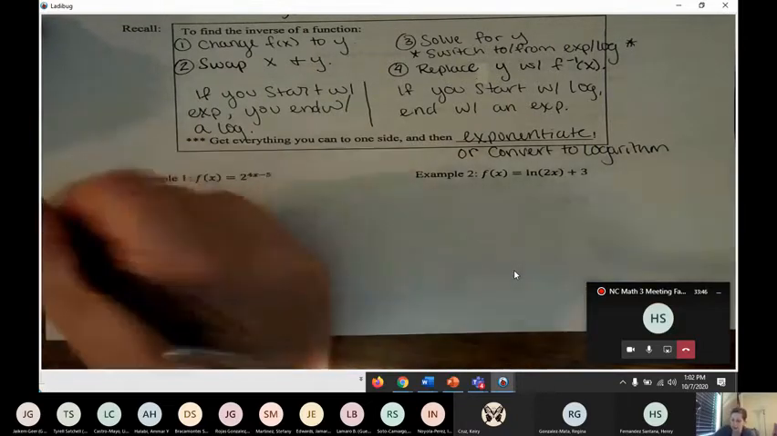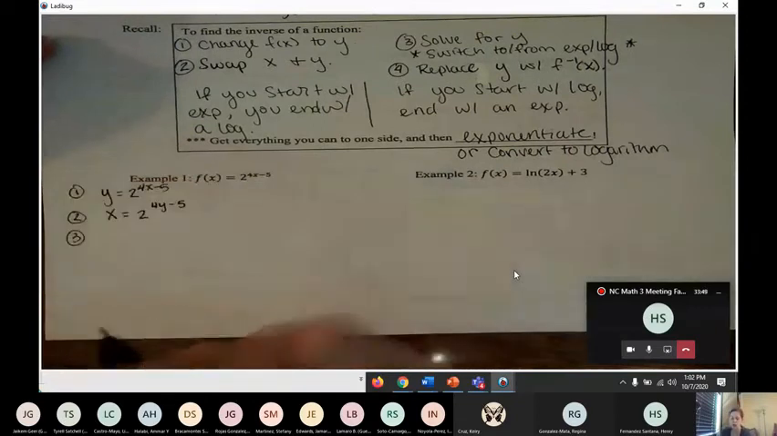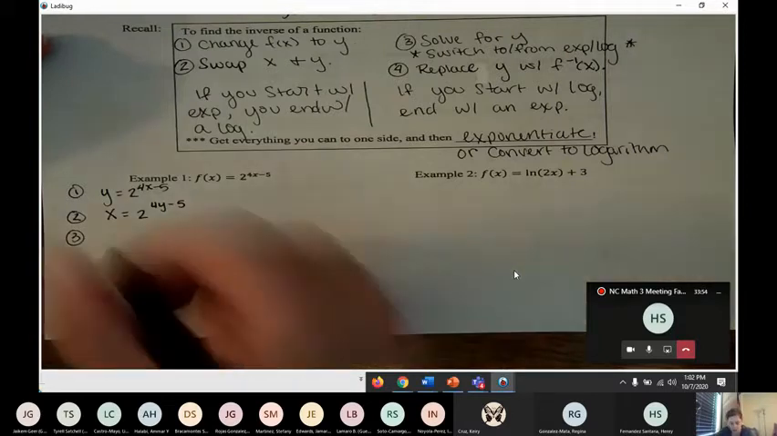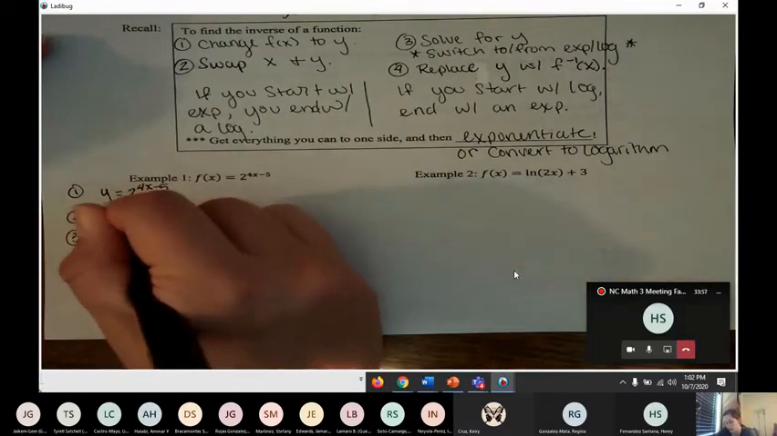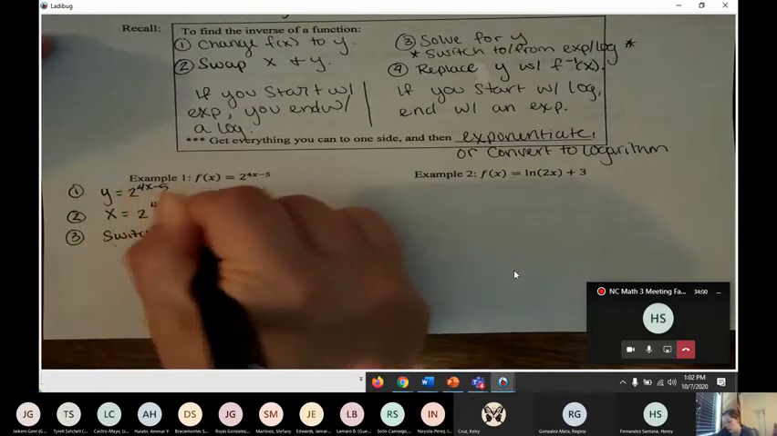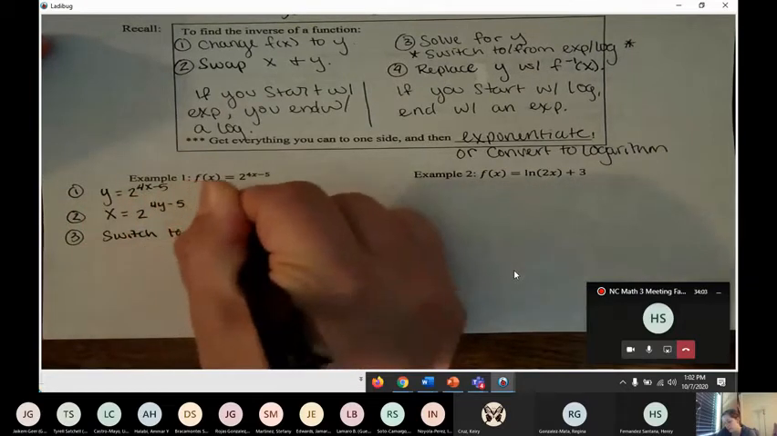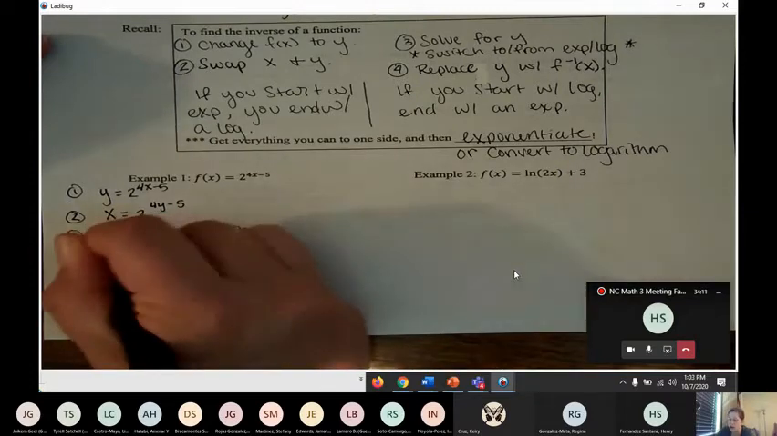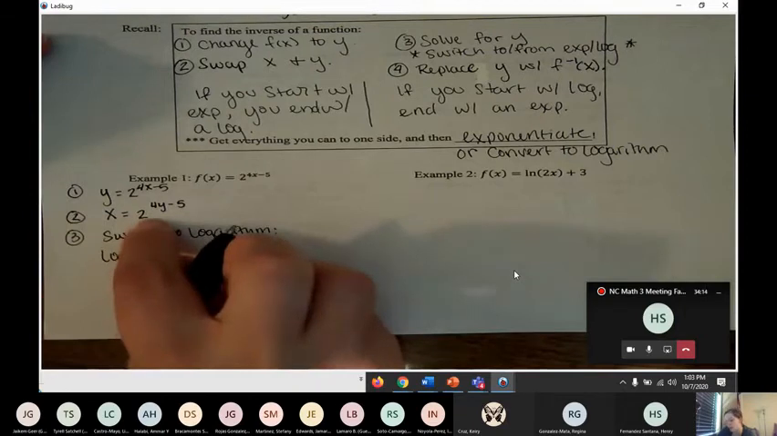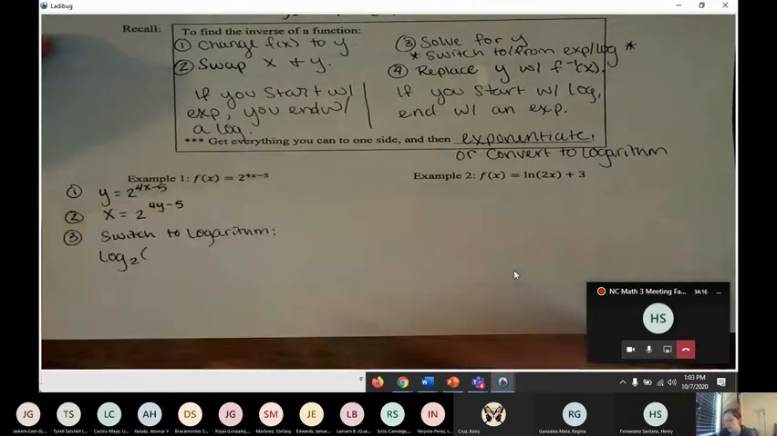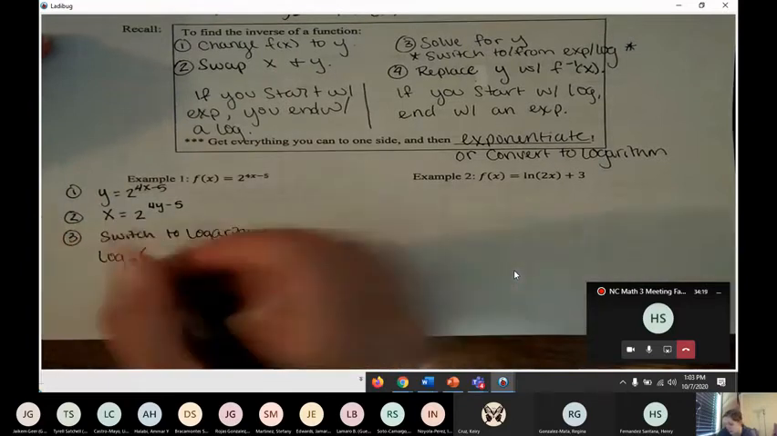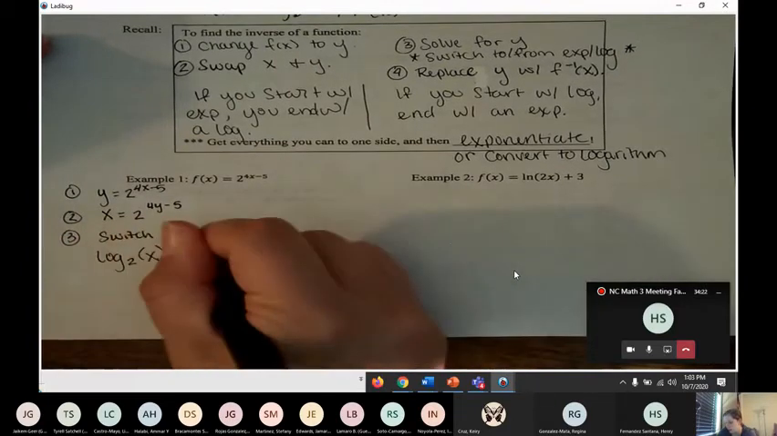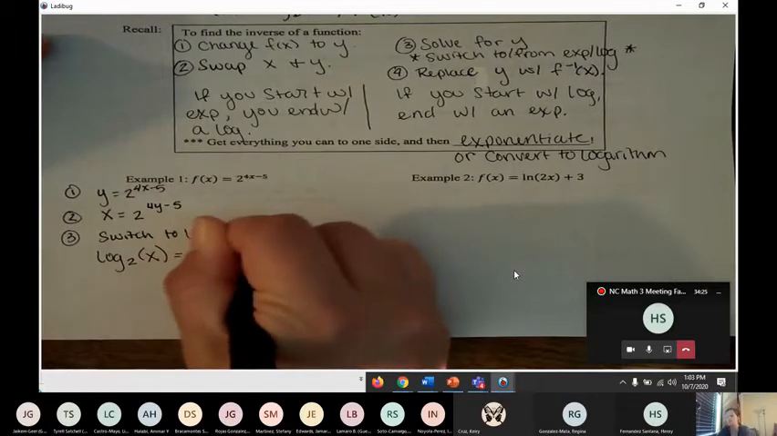Okay, step 3 is going to be to solve for y. So we're going to have to switch from this exponential form to logarithmic form. So we're going to switch to a logarithm. Okay, so when we switch to a logarithm, remember we're going to do log. We're going to use the same base as the exponent, so it's log base 2 of our answer equals our exponent, which was 4y minus 5.